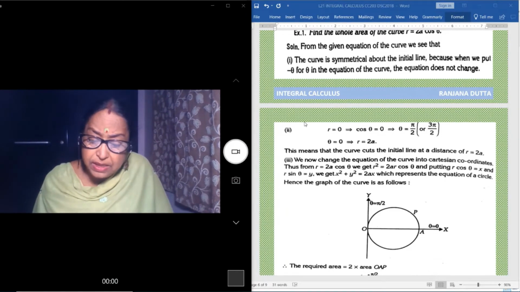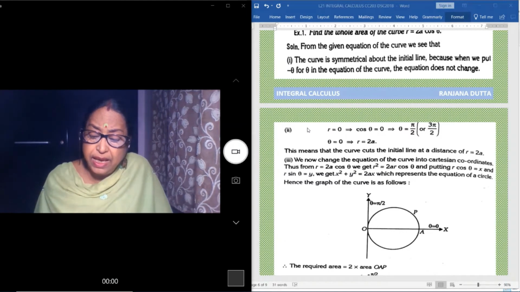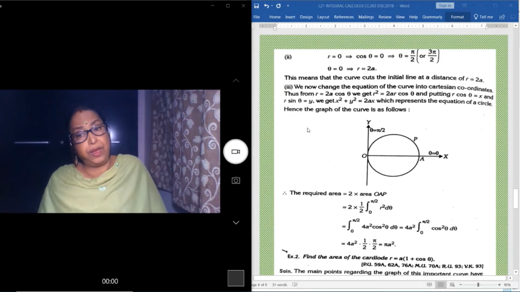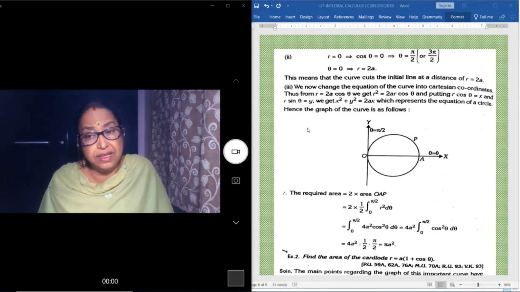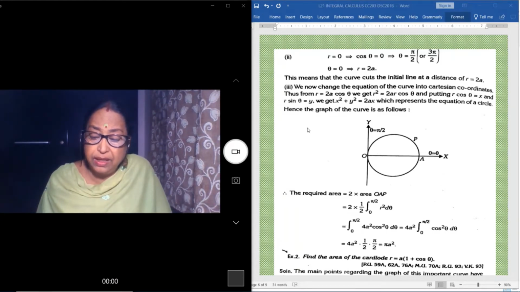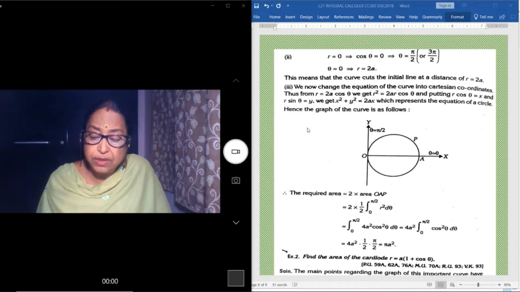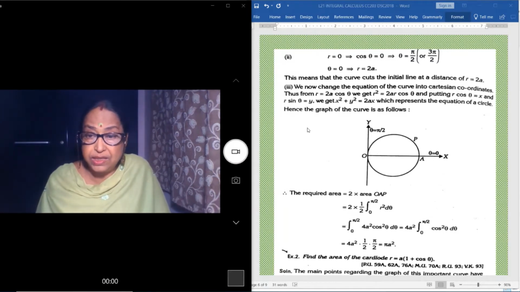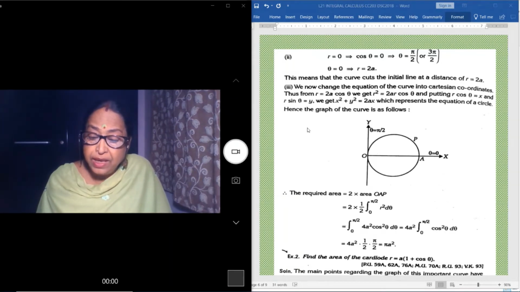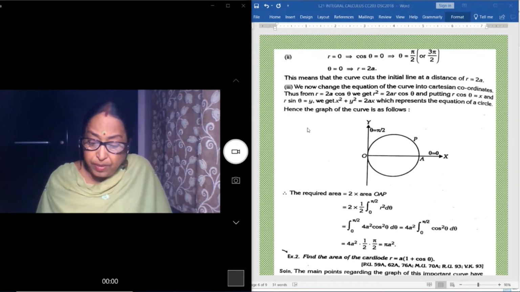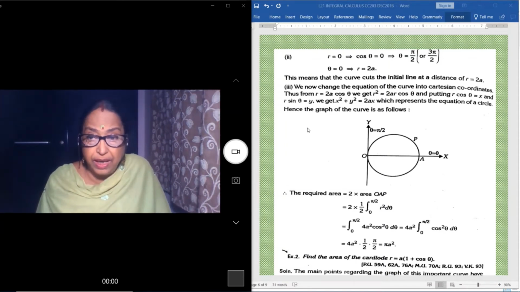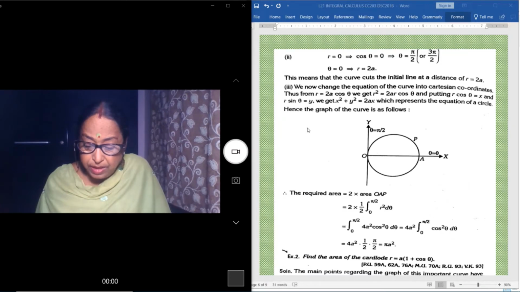Here we can see x square plus y square equal to 2ax. This is the equation of a circle, (x minus a) the whole square plus y square is equal to a square. This is also an equation of a circle, and when y is equal to 0, x is at a distance 2a from the origin.